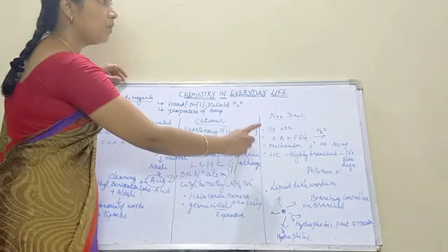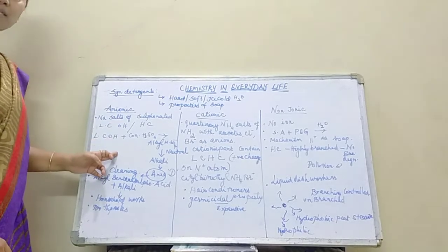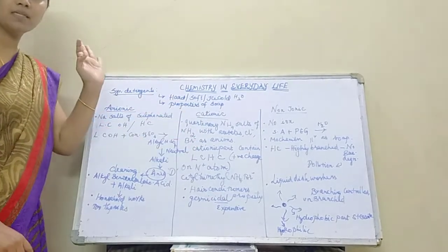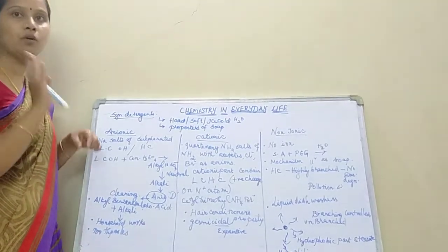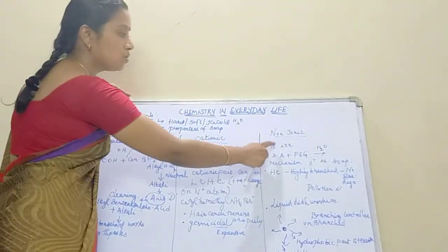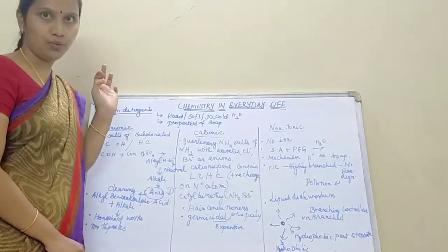Moving to the last part, that is non-ionic detergents. Here anionic part is involved, here cationic part is involved. In non-ionic detergents, there is no involvement of ions. So no ions are involved. Then how are non-ionic detergents produced?